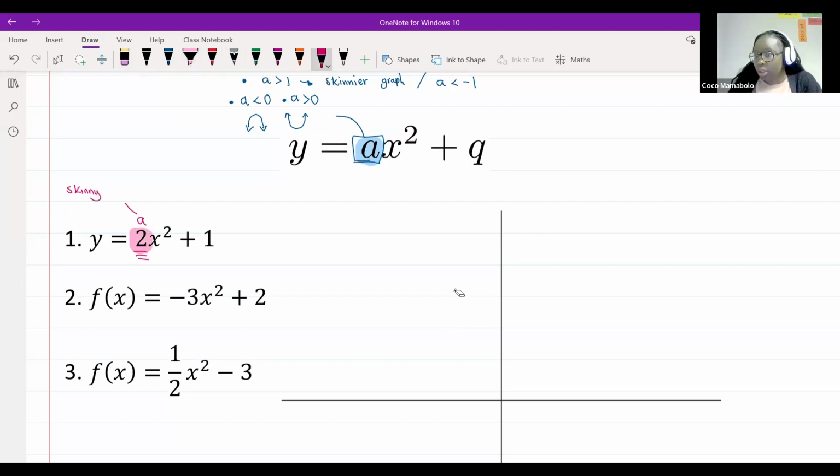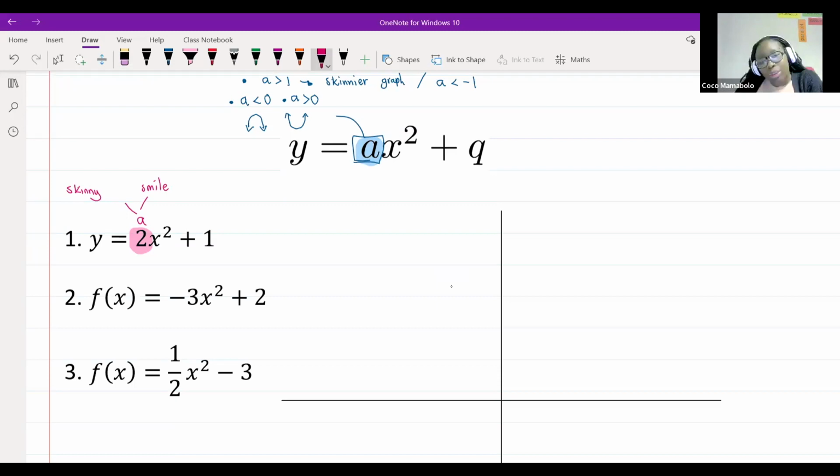Will it smile or will it frown? It's a positive value, good. So it will smile at us. When we sketch this graph, we know that it must be very skinny compared to our normal graph, and it must smile at us. If we try to draw it and it doesn't give us that, then we've definitely done something wrong.